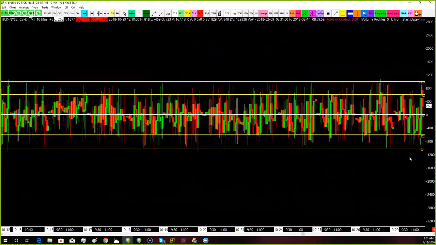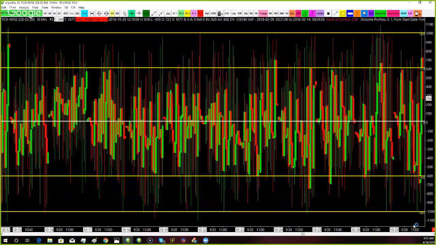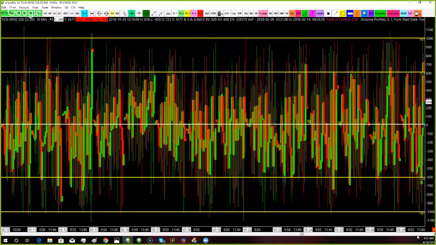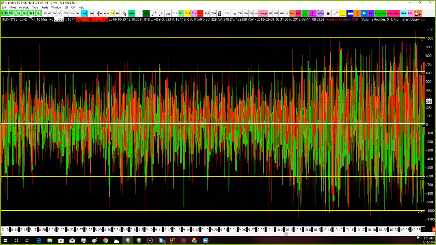Okay, so here, there we go. Okay. See, this is August. So look how that's expanded. See this? This is August, right? So late August, we start to expand. See how we're starting to stretch down to these minus 1,000, plus 1,000s? The rest of the time, it's mostly minus, plus 600, right?